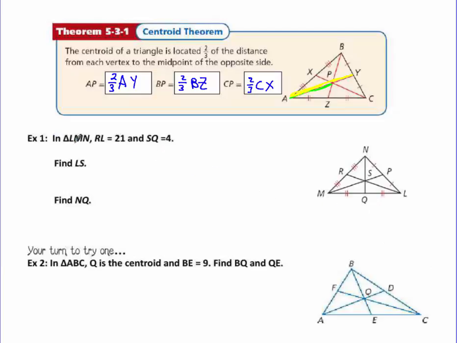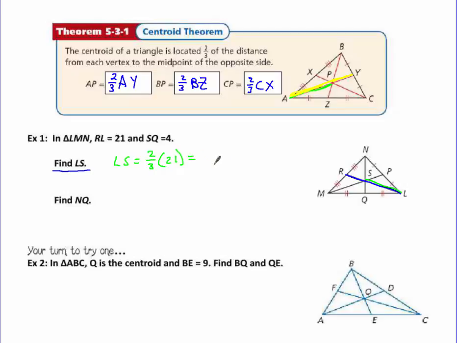So we have triangle LMN, that's this triangle over here, and it tells us that RL, so from R to L, is 21. And it asks us to find LS. Well, LS is right here. So it's from here to here. So you can see it's not the whole distance, but we know from our theorem that it's 2/3 the distance. So if RL is 21, then we can say that LS equals 2/3 of RL, which is 21.